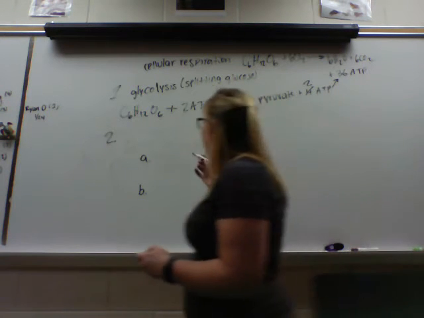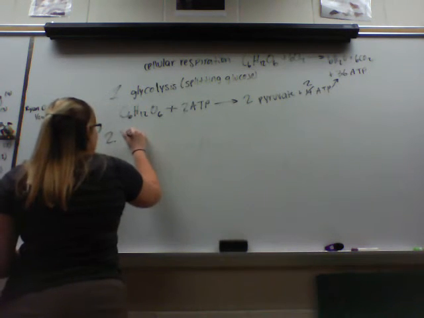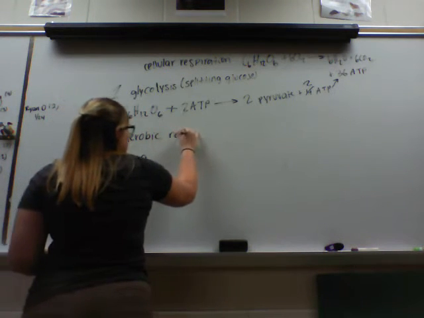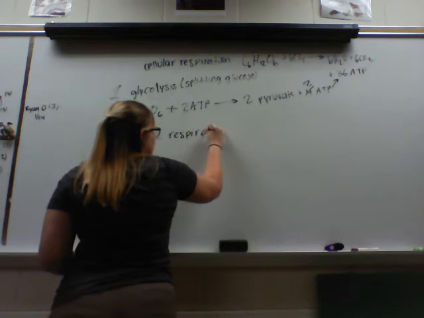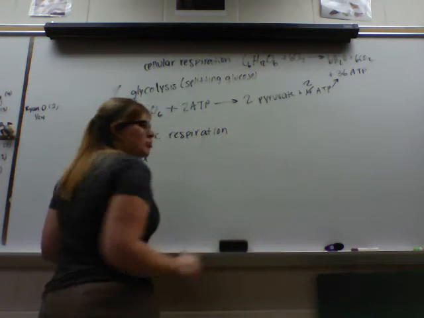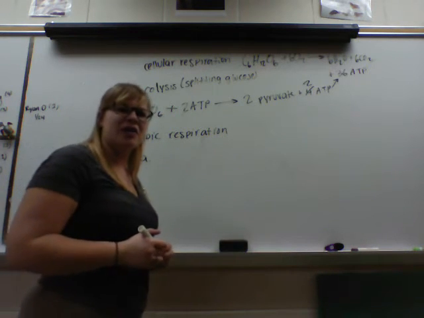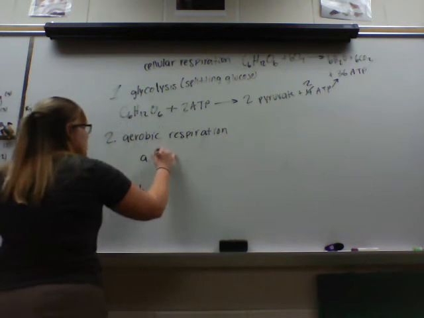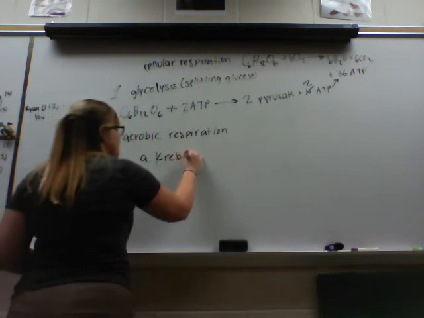And then the second part of cellular respiration, assuming that there is oxygen present, is called aerobic respiration. Aerobic means that it requires oxygen. And then there are 2 parts of aerobic respiration. The first part of aerobic respiration is called the Krebs cycle.